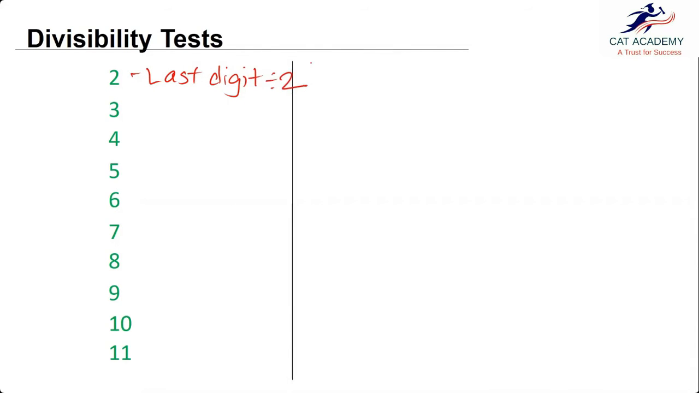Correct? Similarly, for 5, I can say the last digit should be 5 or a 0. That's the last digit should be divisible by 5. Right? Correct. So next, what else can I say? For 10, it's very simple. The last digit should be 0.